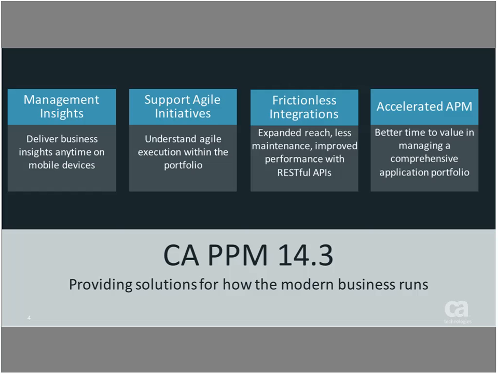But looking at these one by one, the management insights piece, this is something we're continuing with 14.3 that we've been doing throughout the 14 series. It's this idea of allowing you to deliver business insights to your business stakeholders and getting true insight out of CA PPM that allows it to become a single source of truth for your business. And what we introduced in 14.2, we're now continuing in 14.3 with extending that to mobile devices.